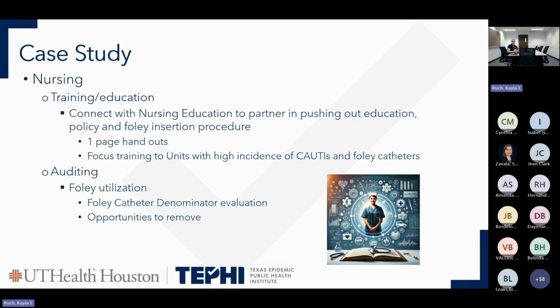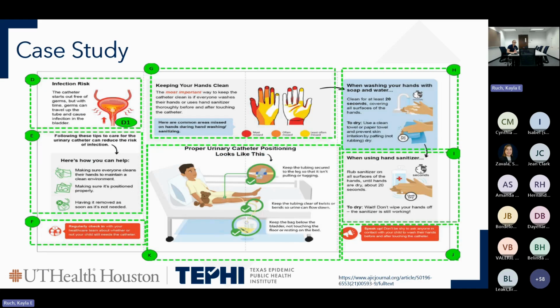And then auditing, making sure that you look at your Foley utilization, so looking at how many Foleys you have within your organization based on your census, or how many people are admitted within your facility, to make sure that the number is reasonable. For example, if you are a 250-bed hospital and you have 200 Foleys at your facility, that is not reasonable. So really audit to see what your utilization is and try to drive lower utilization by removing and not inserting Foley catheters.